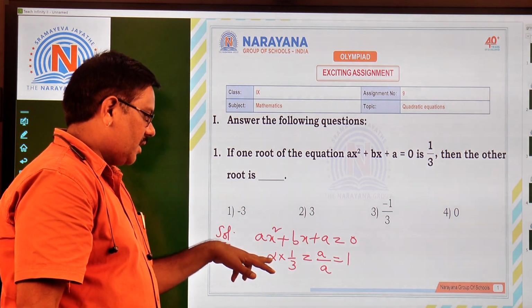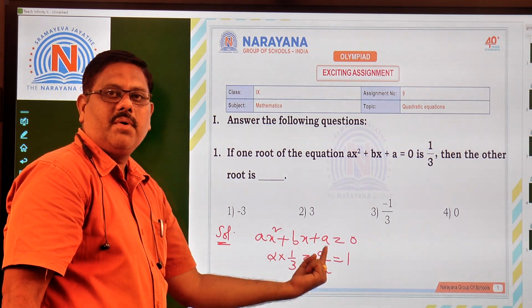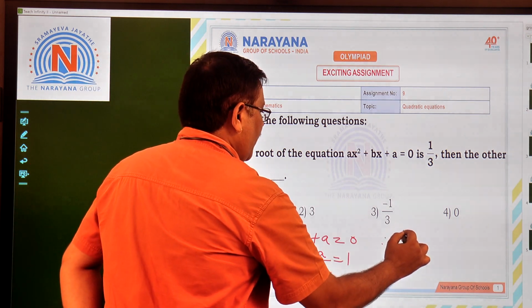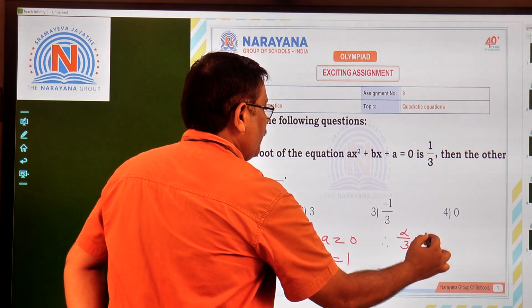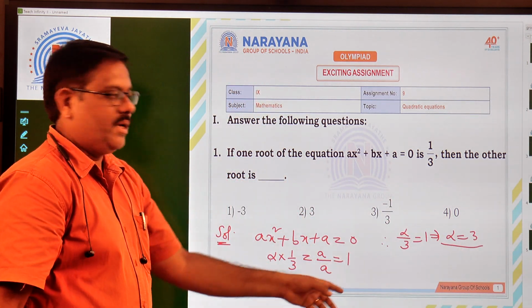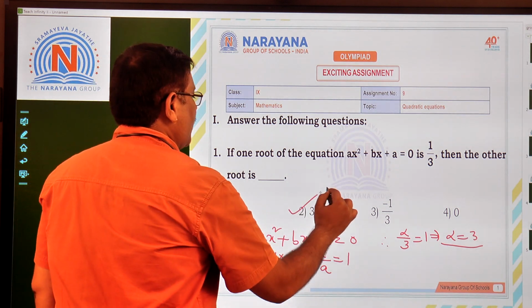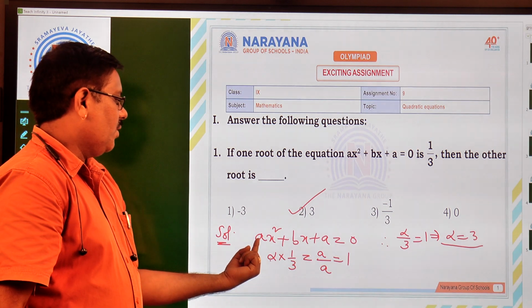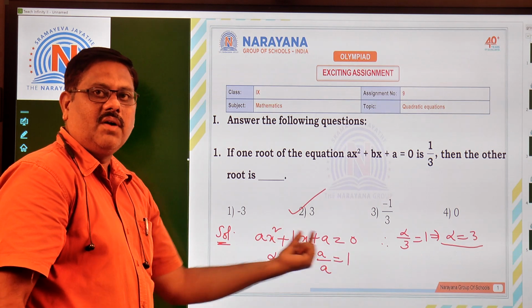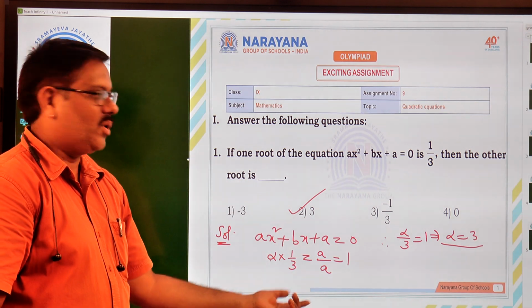So product of the roots, alpha into 1 by 3, is going to be c upon a. C is of course a. So a upon a, we are going to have the value as 1. Therefore alpha by 3 is going to be 1, that is alpha value is going to be 3. So the right option for this question is the second option. It's a very simple question. Whenever the x square coefficient and the constant term are equal, then the product of the roots becomes 1. Using that concept, we could get the other root as 3.